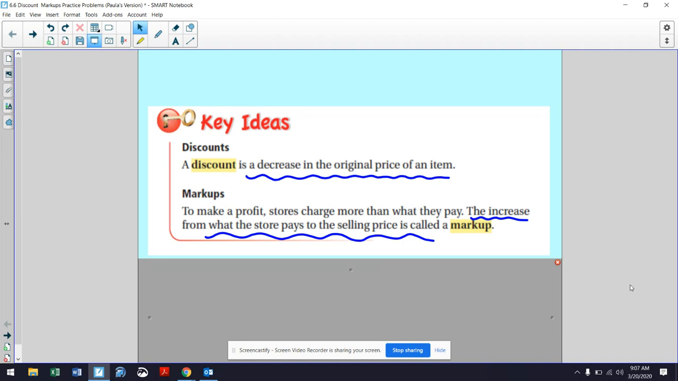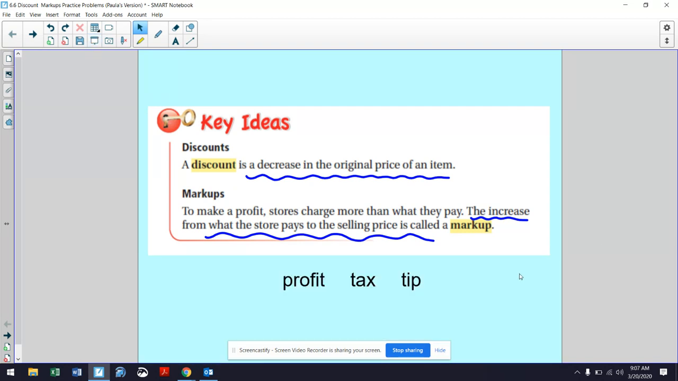They buy items at a certain amount and then they sell them to us at a higher price so that they make a profit. So this is an increase from what the store or the person's buying it at. They sell it at an increase. That's called a markup. There's other markups, and that would be like if you had to pay tax on something. That's kind of like the markup that the government adds on to items so that we're paying a little more, and that's their profit, if you would like to call it that.